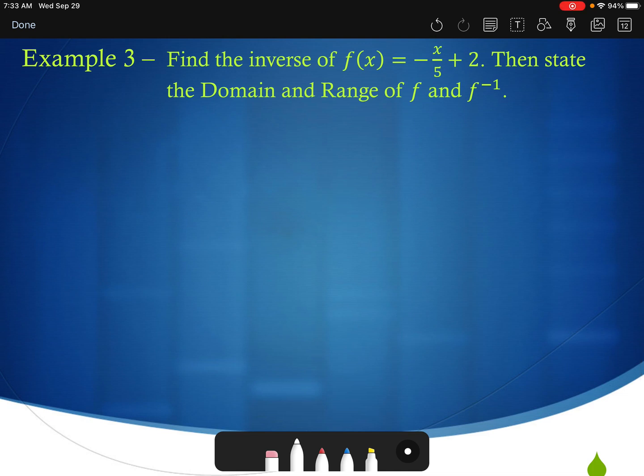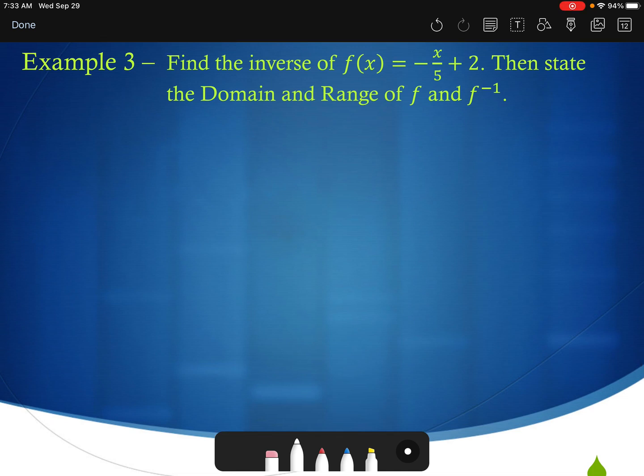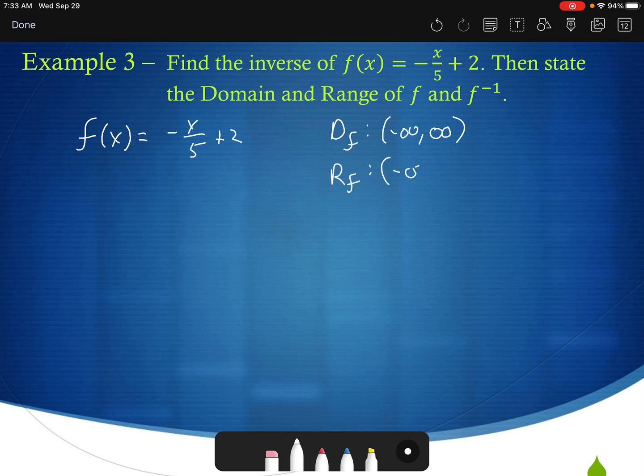Okay, next one. f of x equals negative (x over 5) plus 2. So we're going to, first of all, find the domain of f. Well, this is a line, so we know it's negative infinity to infinity. And I'm guessing the range is also negative infinity to infinity, but I'll go ahead and write it and just see if it is. Switch x and y.